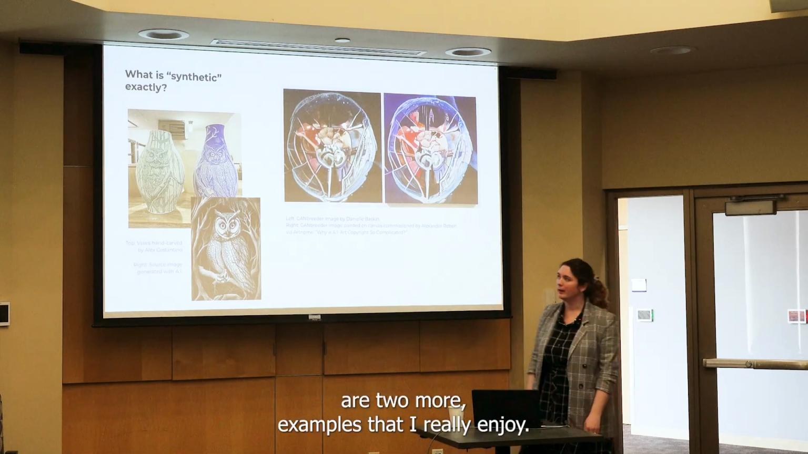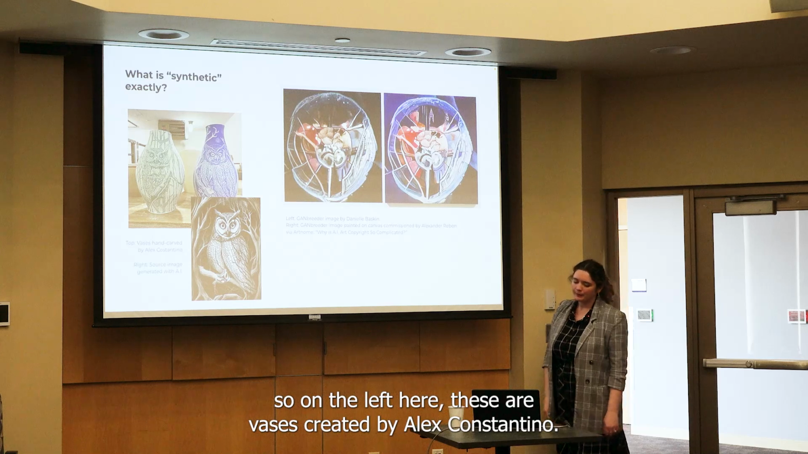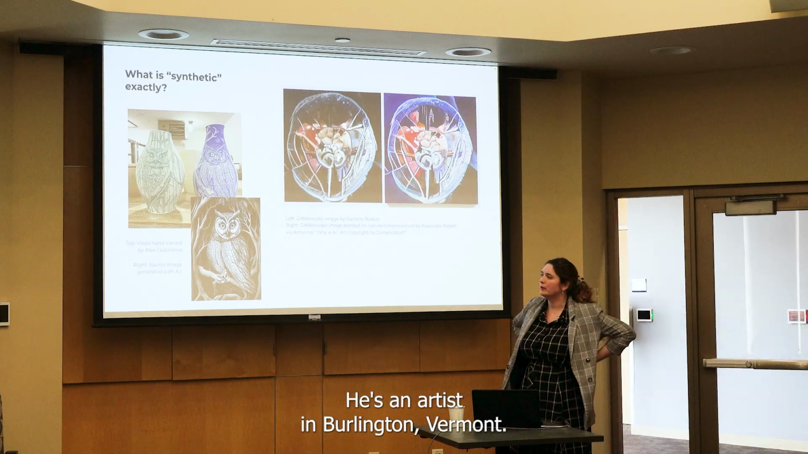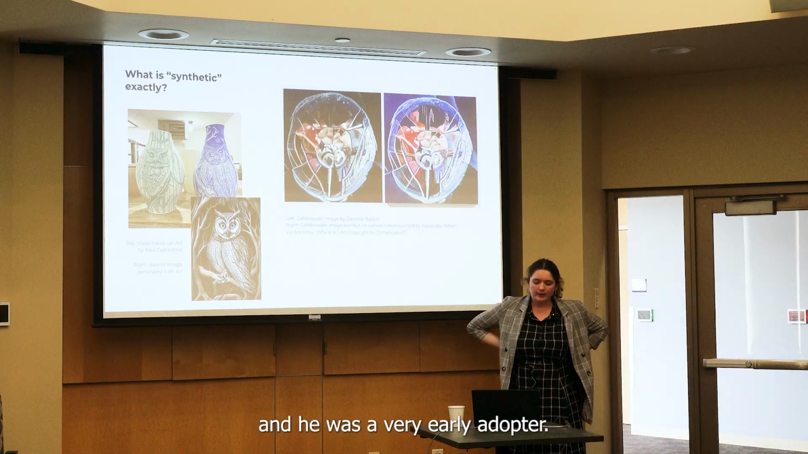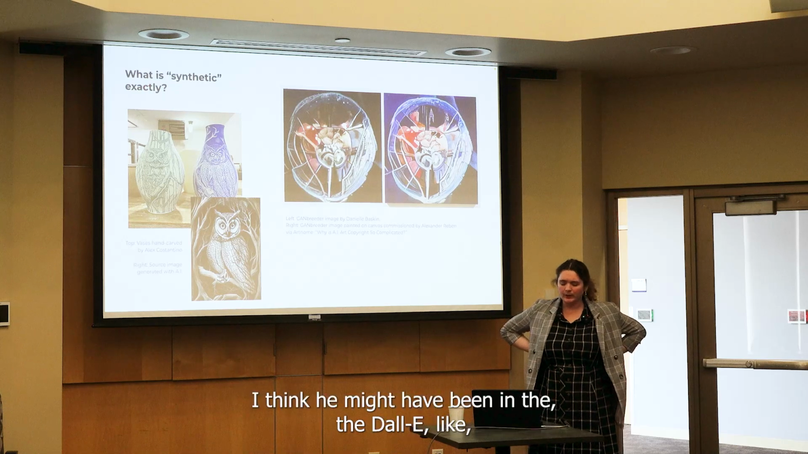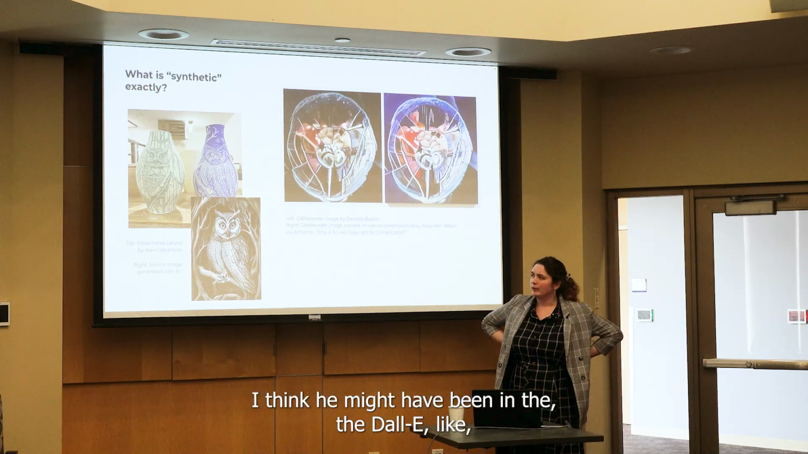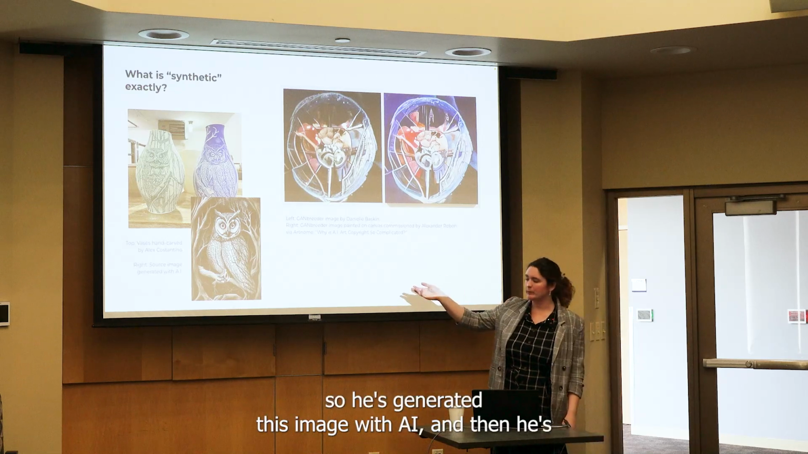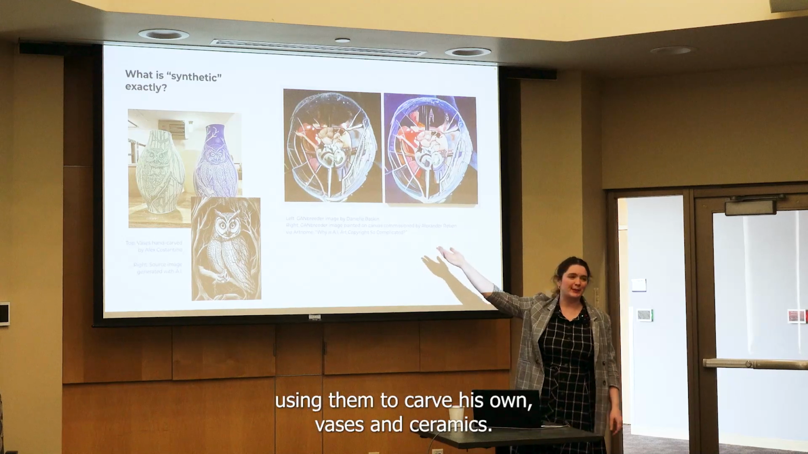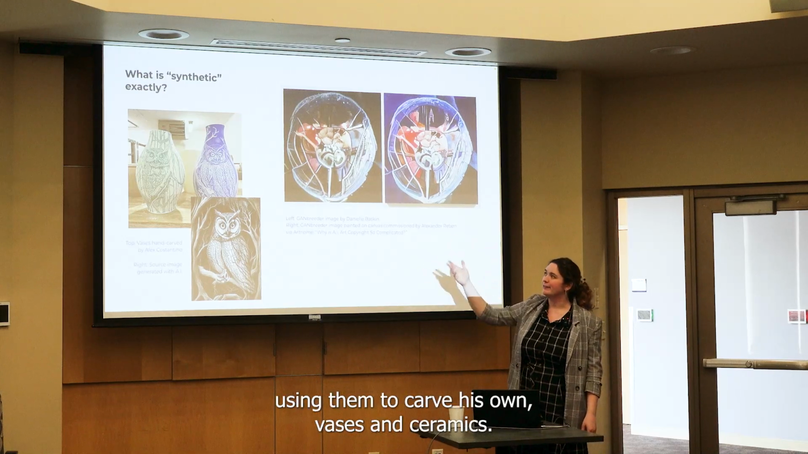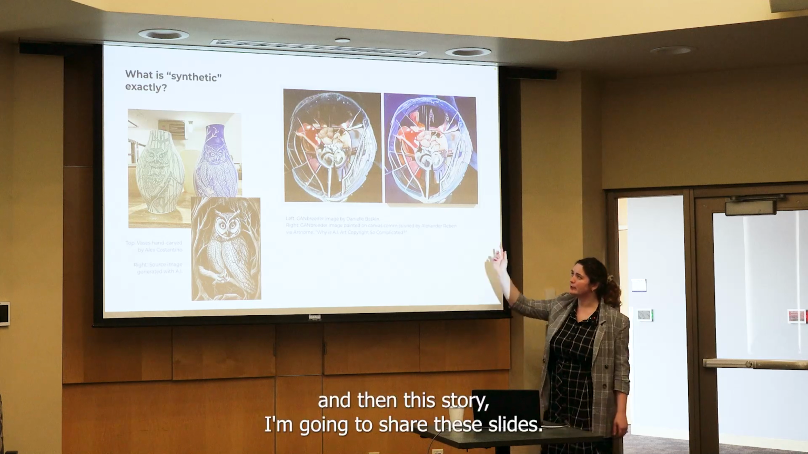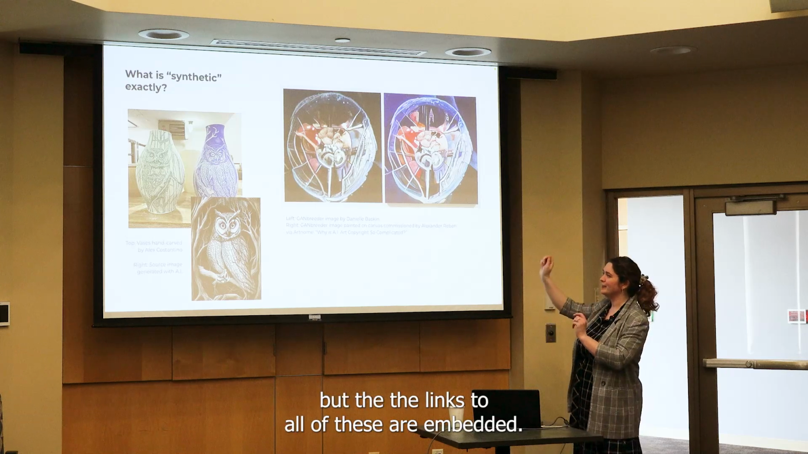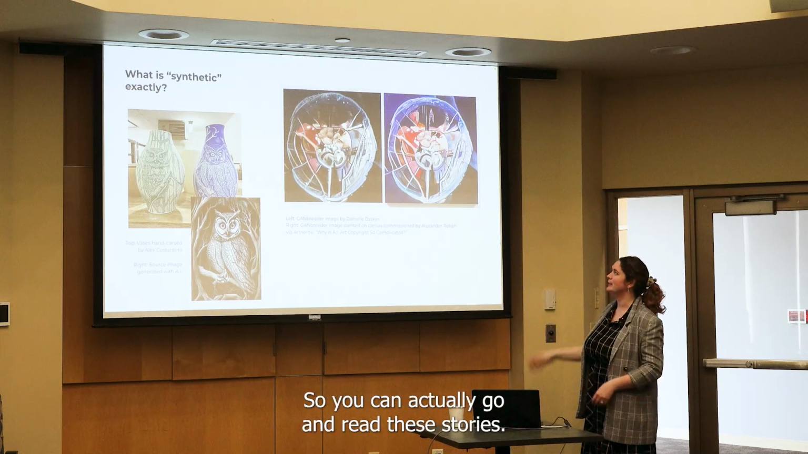These are two more examples that I really enjoy. So on the left here, these are vases created by Alex Costantino. He's an artist in Burlington, Vermont. And he was a very early adopter. I think he might have been in the DALL-E artist early access program. So he's generated this image with AI, and then he's using them to carve his own vases and ceramics. And then this story, I'm going to share these slides. I don't know if we can get them distributed, but the links to all of these are embedded, so you can actually go and read these stories.